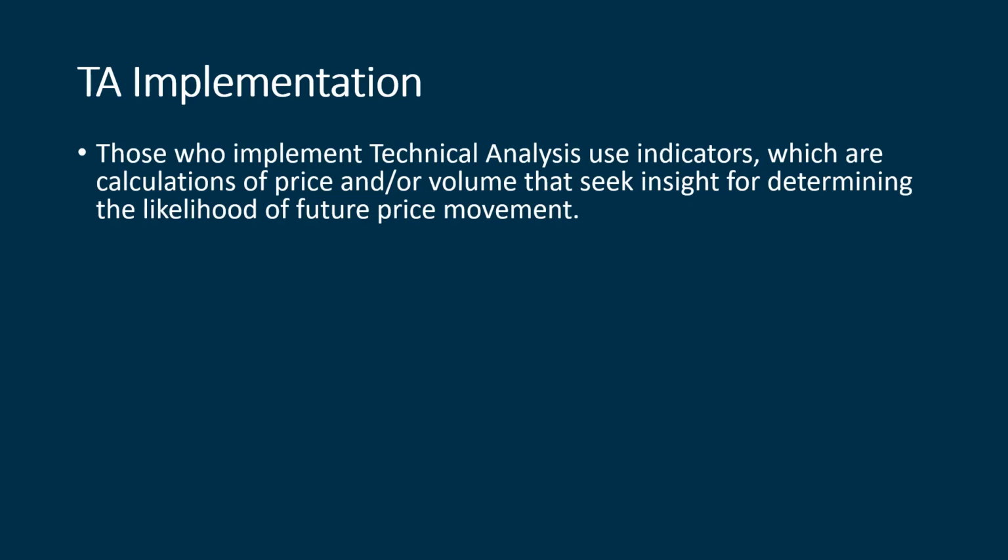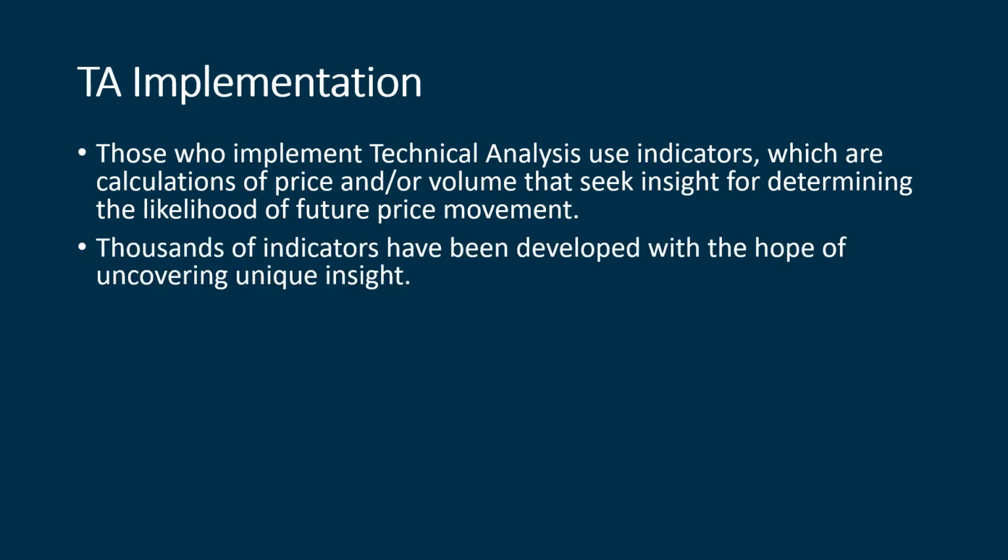How do we implement TA? Those who implement technical analysis use a thing called indicators that I've talked about before. These are calculations. A lot of these calculations are done based on the price, they're based on the volume, or they're based on price and volume together. The goal is to seek insight for determining the likelihood of future price movement. There are thousands of indicators out there that have been developed.